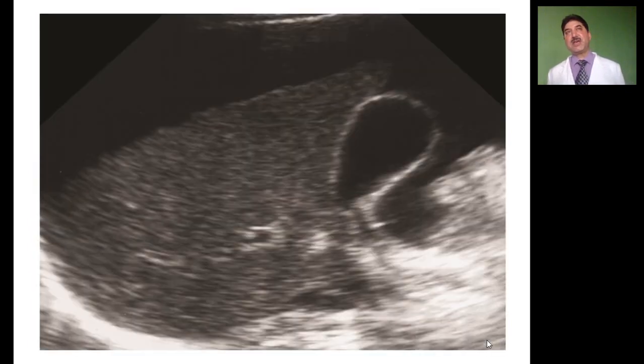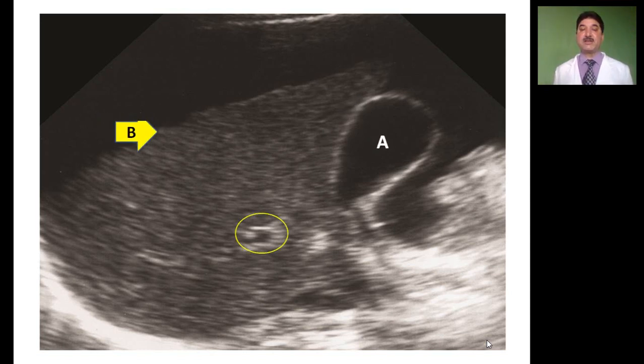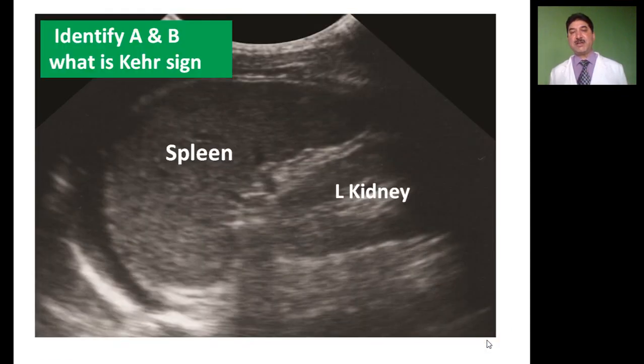This is a section of the liver. Here we see the gallbladder, then the portal vein, because its walls are hyperechogenic. In this section, we see the spleen and left kidney. Now, A is the diaphragm, B is some fluid below the diaphragm. Some fluid collection between the spleen and diaphragm usually occurs. In this section, we see the spleen and kidney. There is some collection of fluid between the diaphragm and spleen.